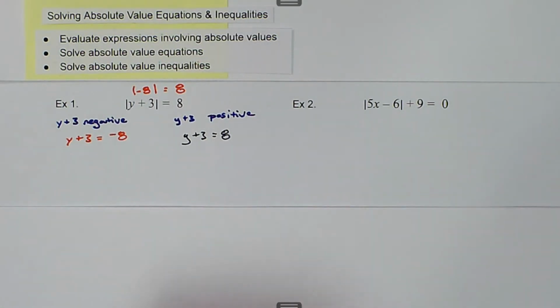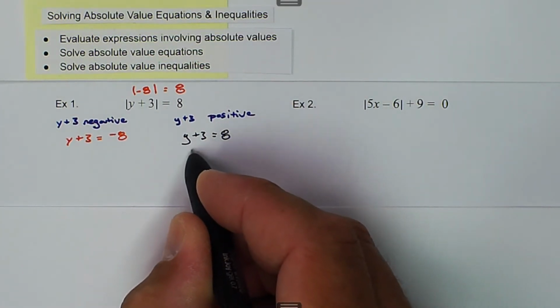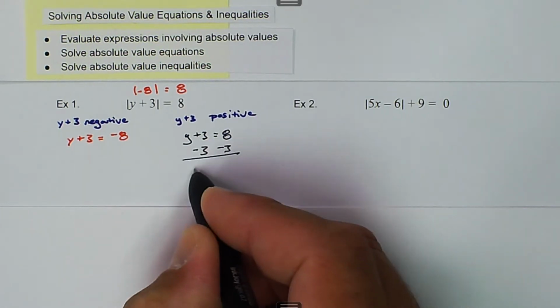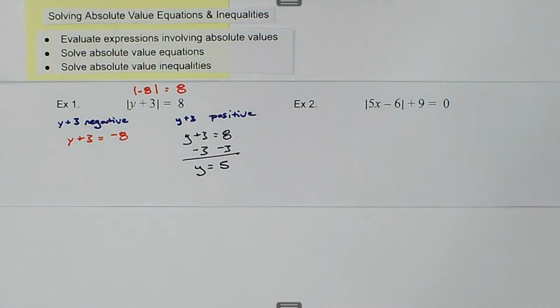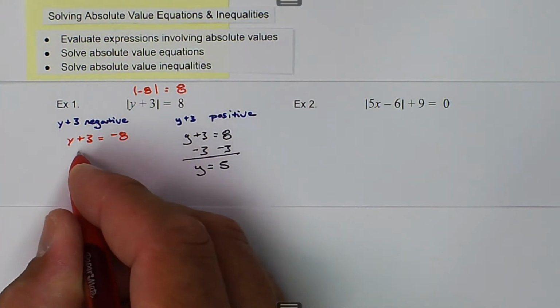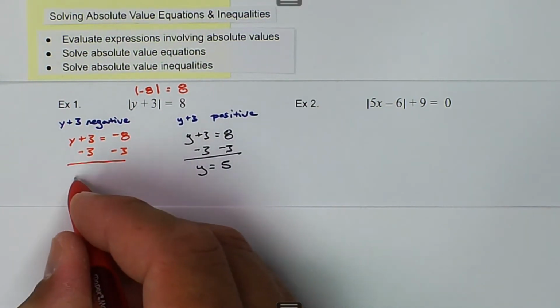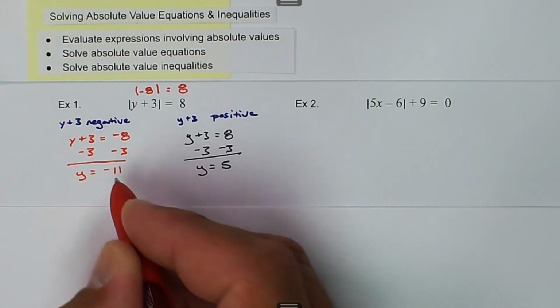So we do that just like we would solve any other equation. We do our inverse operations. So we subtract 3, and we get y is equal to 5. And then if we solve the other equation, we subtract 3 and subtract 3, and then we get y is equal to negative 11.